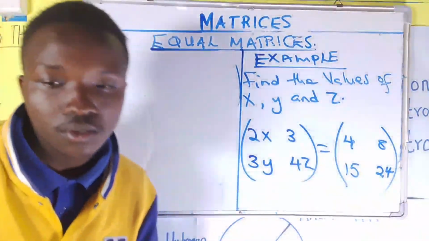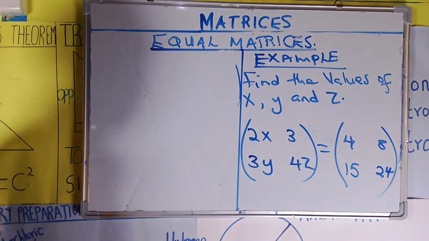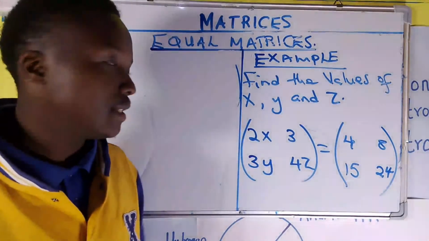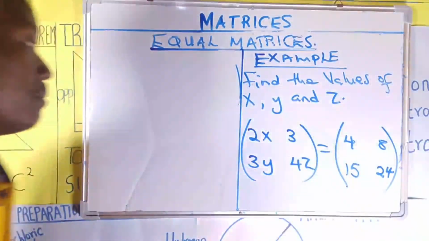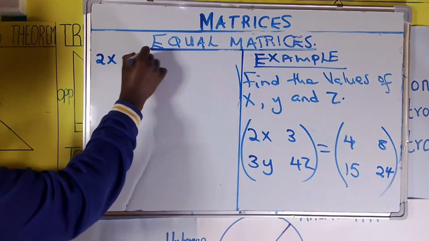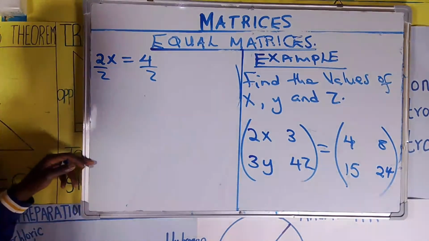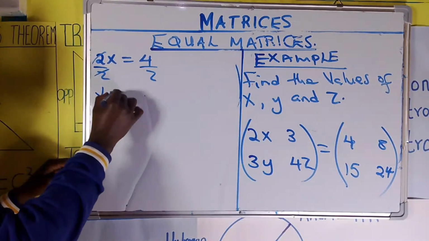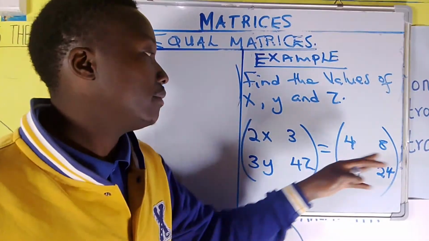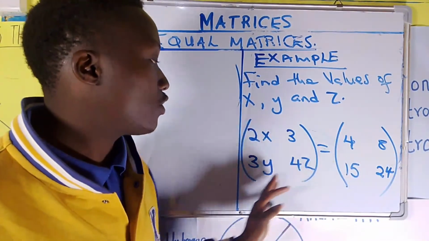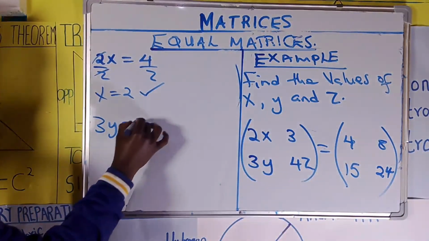So you have been told to solve for the unknowns x, y, and z. For equal matrices, values are equal to their respective correspondents. So that means 2x is equal to 4. You divide both sides by 2, and you will get x as 2. You are done with x. Then this other one, this is just an example. Take the other one, 3y is equal to 15.